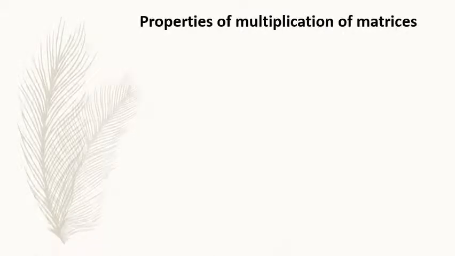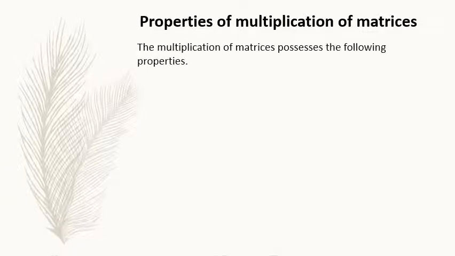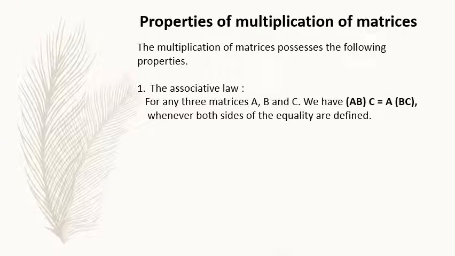Properties of multiplication of matrices. In the last video, we saw how to multiply two matrices. What are the conditions to find the multiplication of two matrices A and B? Today, we will discuss some of the properties. First one, the associative law. For any three matrices A, B and C, we have (AB)C is the same as A(BC).